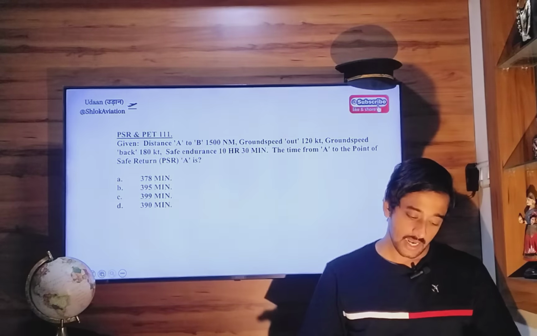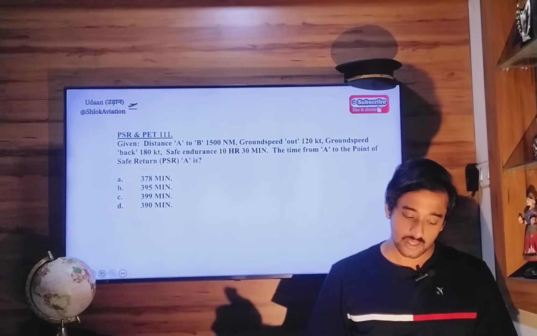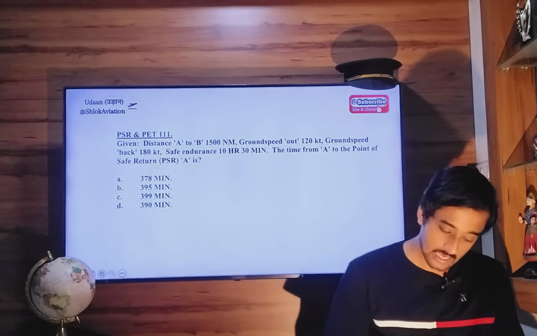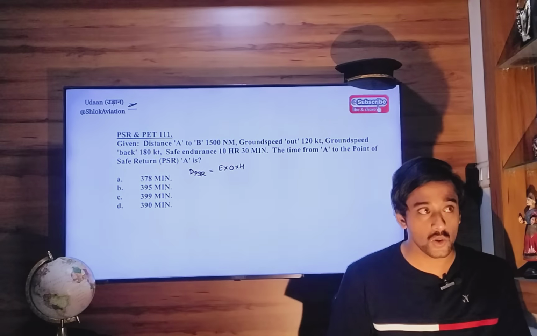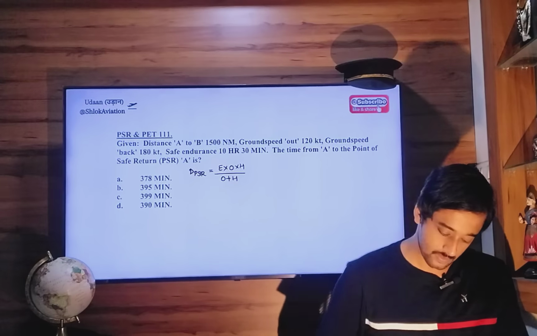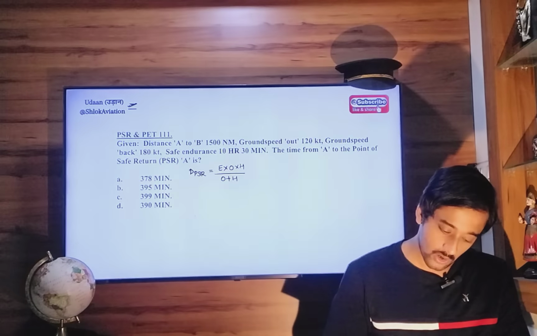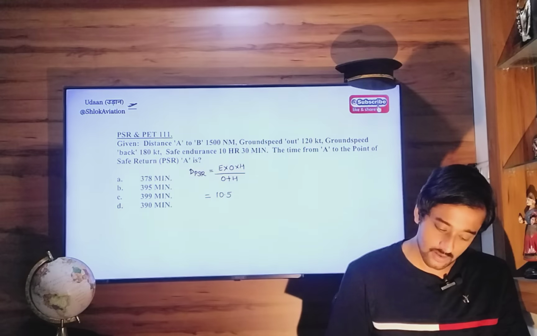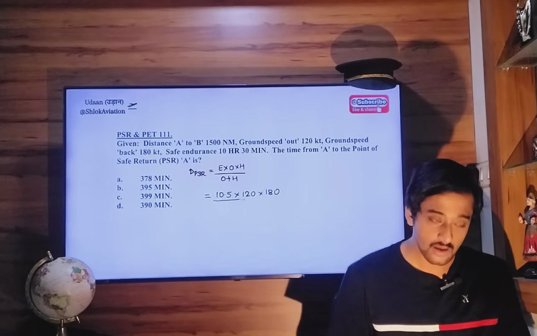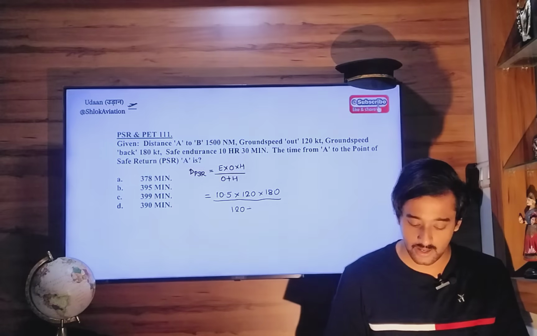111. Distance between A and B is given. Ground speed out, ground speed home is given. Safe endurance given. What is the time from A to the point of safe return? Now distance to the point of safe return is endurance into outbound into homebound divided by outbound plus homebound. So what is endurance? 10.5, outbound speed 120, homebound speed 180, divided by 120 plus 180.